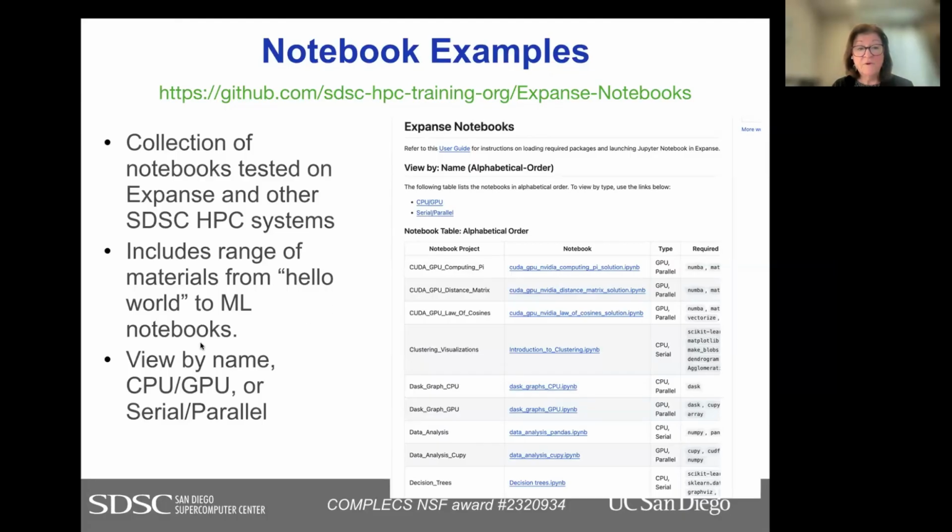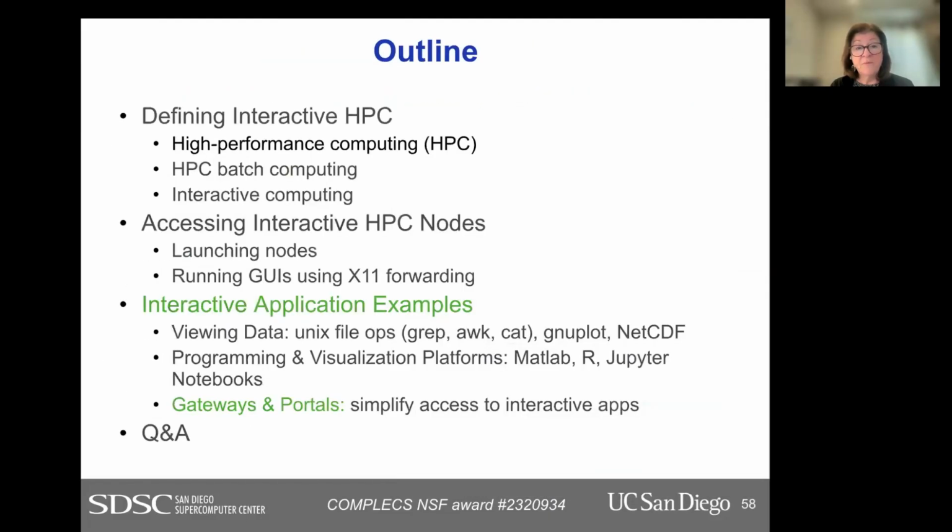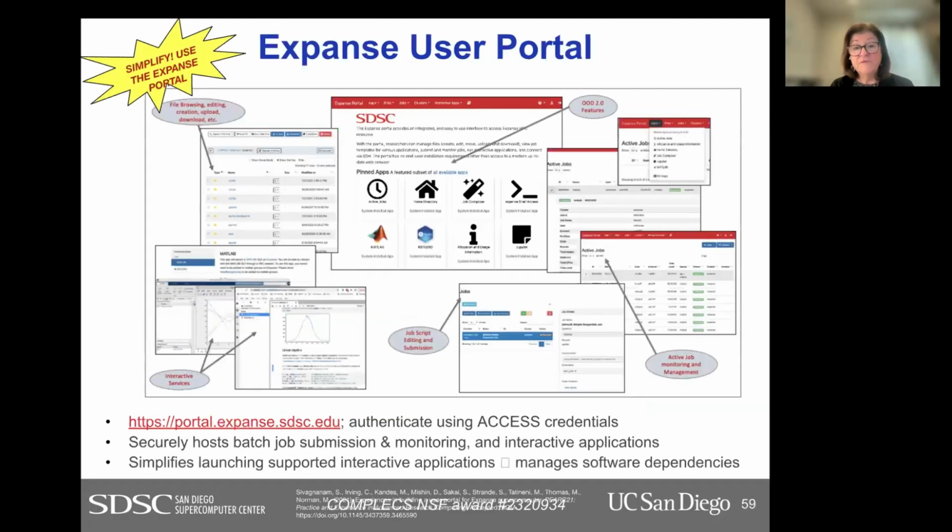So we have a collection of Expanse notebooks that are tested and updated periodically. It ranges from Hello World on CPU and GPU to a little bit of machine learning or some other materials from our different training programs and institutes. The idea is to give you something to start with, like having a Hello World notebook is good to have available when your notebook stops working. I always recommend people have that for whatever they're doing. All right, gateways and portals.